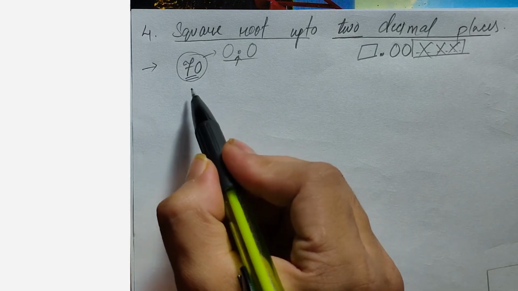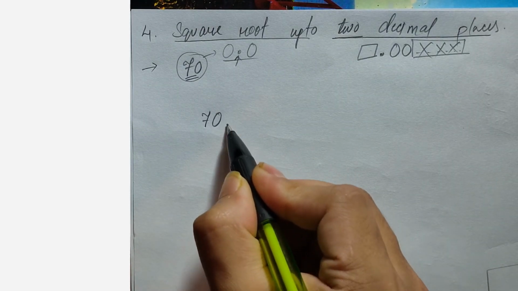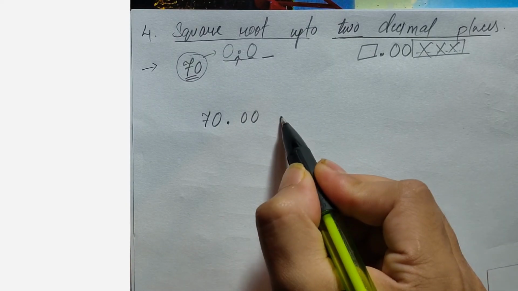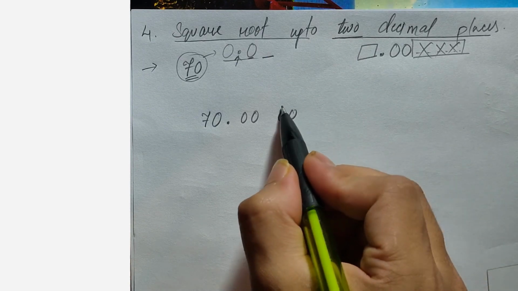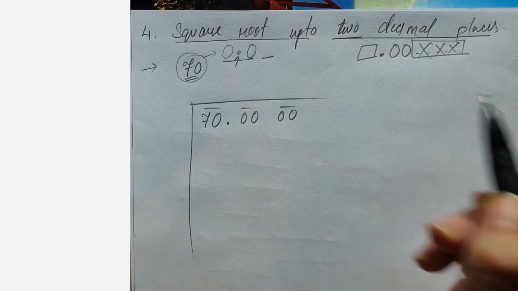Now how to do such questions? Here you have 70, so we write it as 70 point, and since we have to find up to 2 decimal places, we put 2 pairs of zeros. So first pair, second pair, and 70.